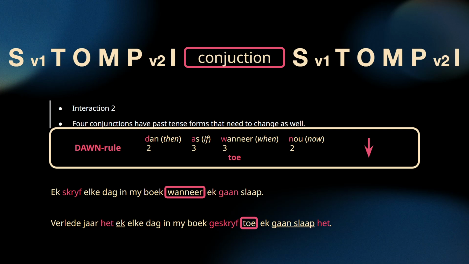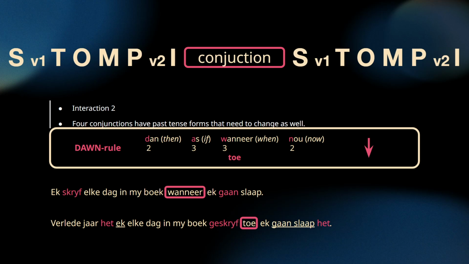Wanneer has a past tense form. Wanneer changes into toe. Now remember, the tense of my sentence was dictated at the front by that verlede jaar. That's why we're changing it. Wanneer changed into toe. Ek gaan slaap het. Now, this looks a little bit different. So let's take a look at what happened in that second sentence.